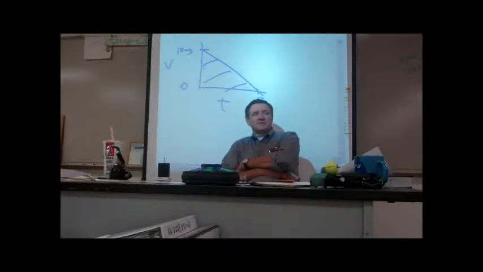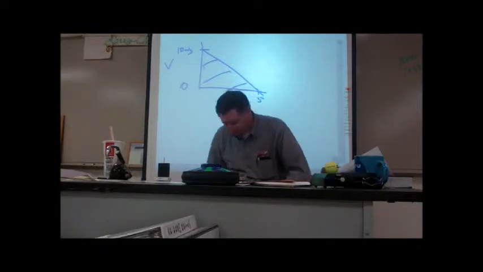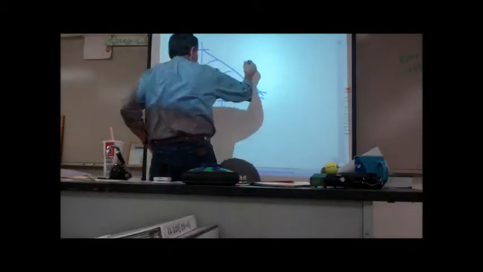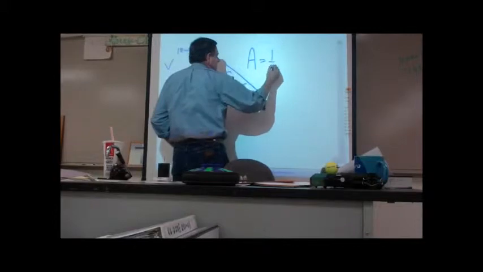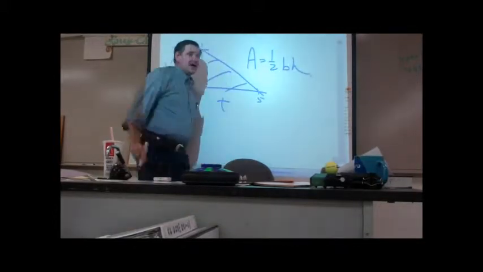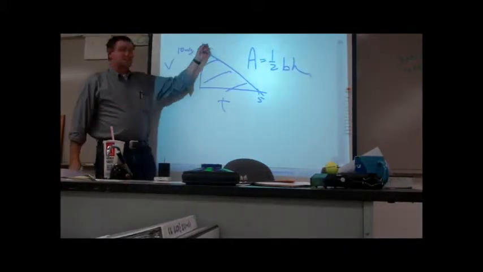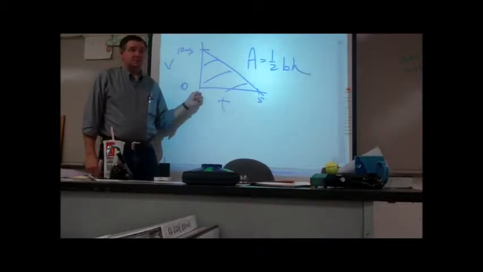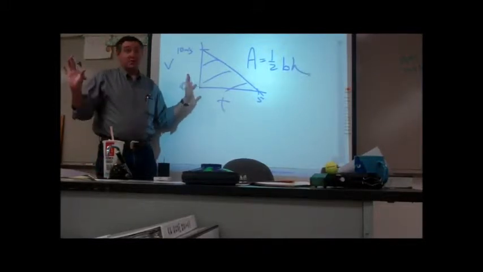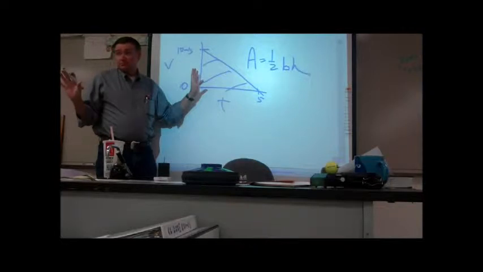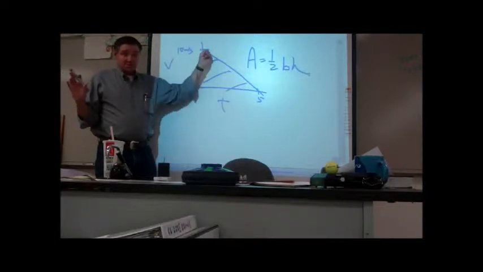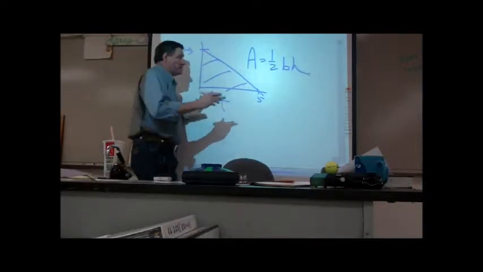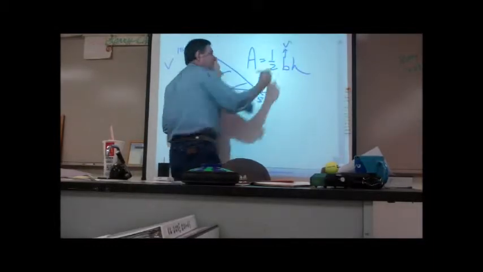The base times height. Yeah, one half base times height, right? So the area of any triangle is one half base times height. True? Now, in this case, what is the height and the base going to represent? The initial velocity, right? So in this case, the base is going to be some velocity.